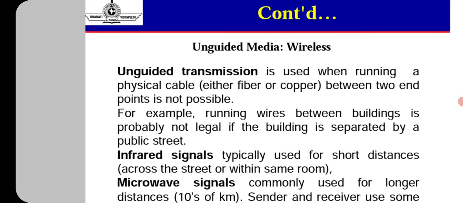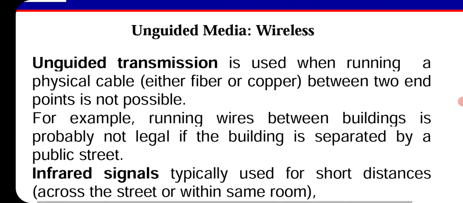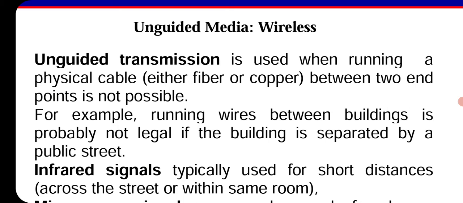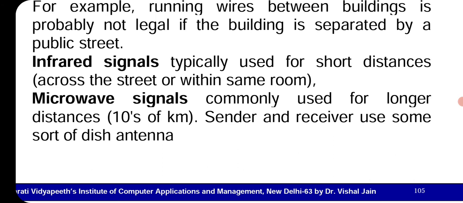So, what is wireless technology or wireless medium? Unguided transmission is used when running a physical cable, either fiber optic or copper wire, between two endpoints is not possible. For example, running wires between buildings is probably not legal if the buildings are separated by a public street. Infrared signals are typically used for short distances across the street or within a room. Microwave signals are commonly used for longer distances, tens of kilometers. Sender and receiver use the same sort of dish antenna.